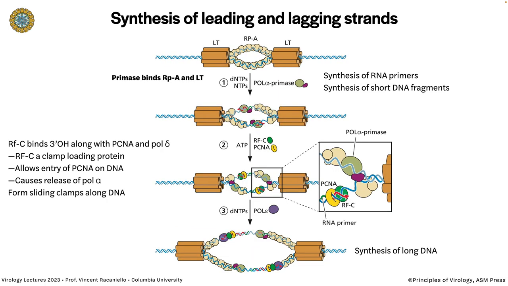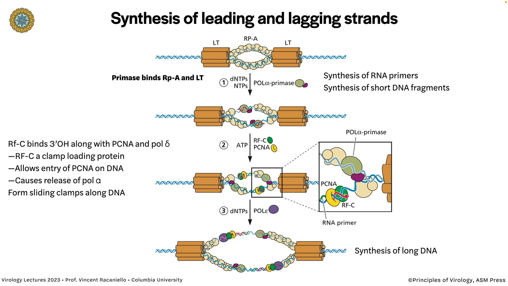All right. Then the next step is that the enzymes are going to start coming in to make the RNA primers. So the enzyme that makes primers is called Pol alpha primase. It will make both RNA primers and short DNA primers. And this enzyme binds RPA. So RPA is that protein that came in to keep the strands separated. That protein will now recruit in the primase, which starts to make RNA primers.